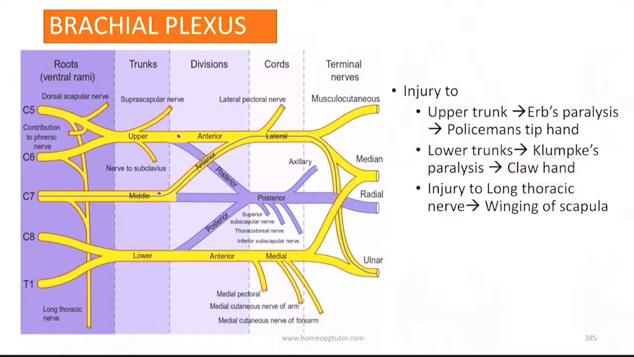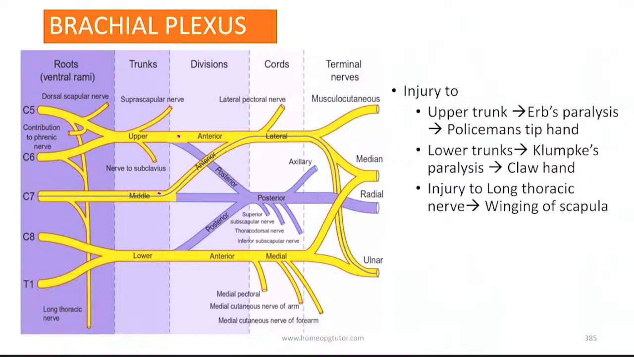Okay, there will be clawing of the hand. Next, finally, I have mentioned about the long thoracic nerve, which is actually from the roots itself, a branch of the root. And if the long thoracic nerve is injured, what happens? Long thoracic nerve supplies what? Long thoracic nerve supplies the serratus anterior.